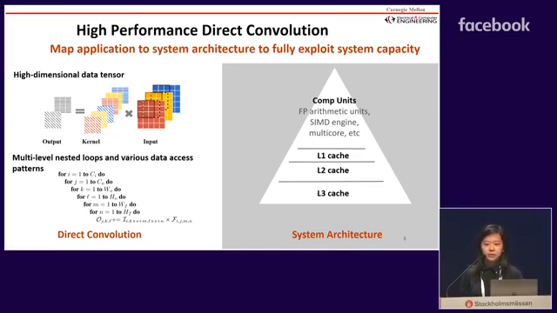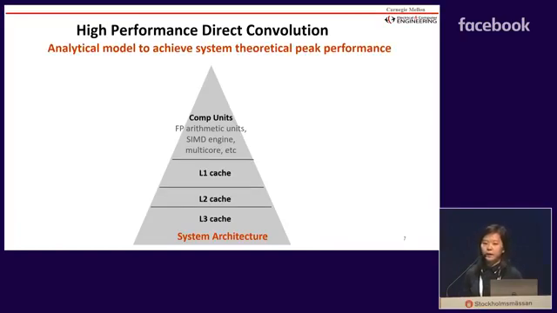Now you may have the question: what is your technique for implementing a high-performance direct convolution that can exceed the expert-optimized matrix-matrix multiplication library? Well, the high-level answer is it requires understanding your system architecture and your application's computations, and finding the proper mapping from the application to the system architecture in order to fully exploit the system's capacity. In our paper, we discuss in detail all the techniques required to implement a high-performance direct convolution that achieves the system's theoretical peak performance. Because of the time limit, I won't go into the technical details.